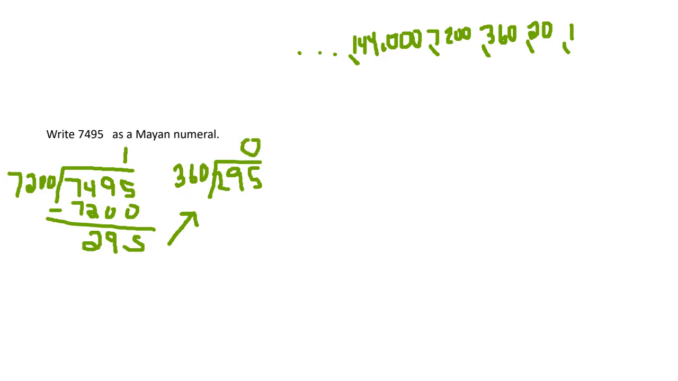And so we keep going. So 295. And now we're going to divide by the next place value, which is 20. Okay, so here, 295 divided by 20 is going to go in 14 times. Okay, so 14 times 20 is 280.